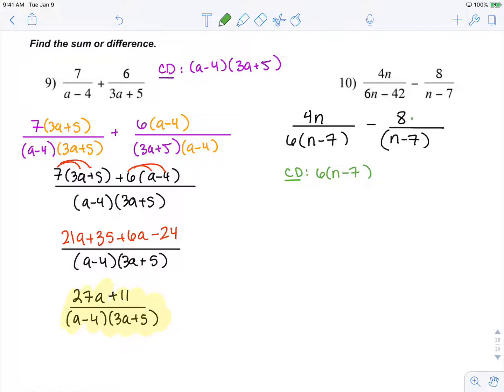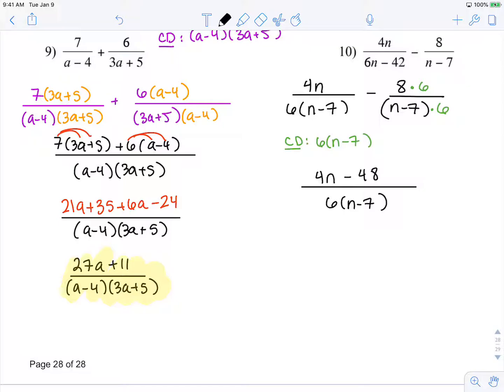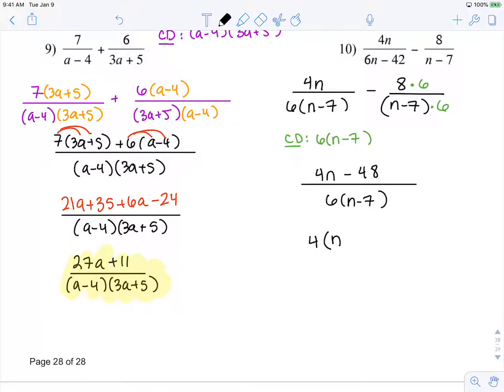So that means this one I only need to multiply by 6, and now I have the same denominator. So if you factor and you see that they have a factor in common, you don't need to multiply them both. So now I have 4n minus 48. Let's see what happens. I could factor out a 4 out of my numerator, and that is n minus 12 over 6 times n minus 7.